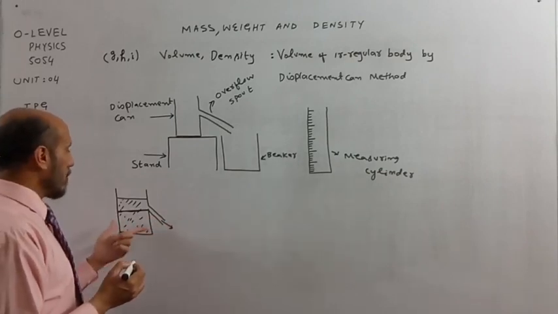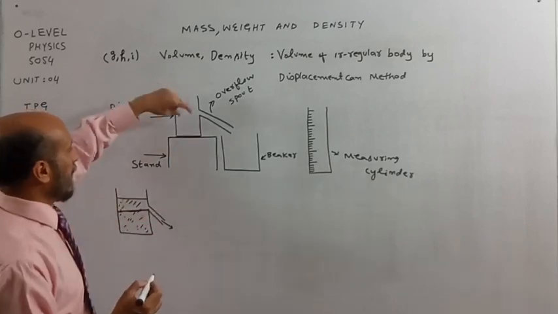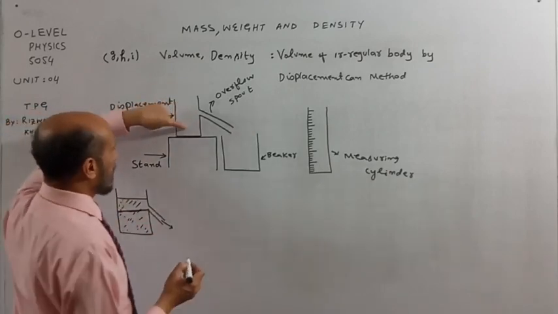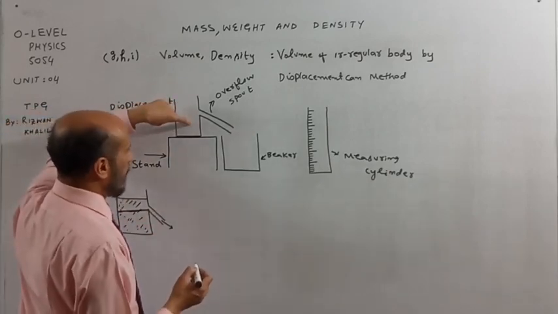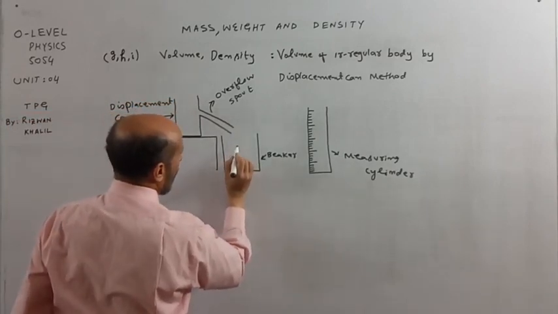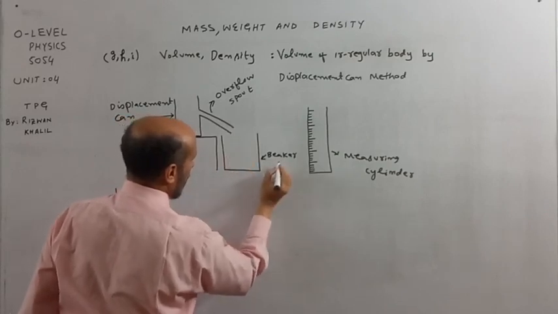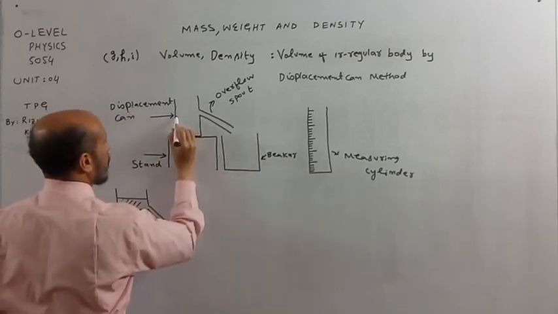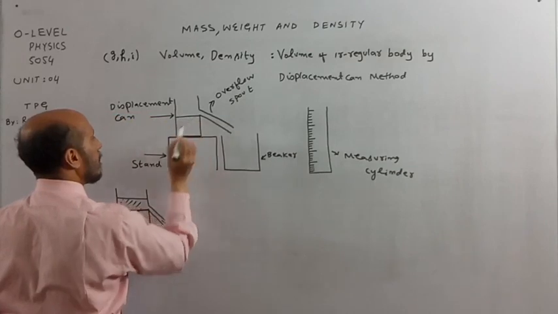When we make sure that this has been done, we will place this displacement can on a stand, and on the other side, under the overflow spout, we will place a beaker. So the water level was up till here. Now what will we do?